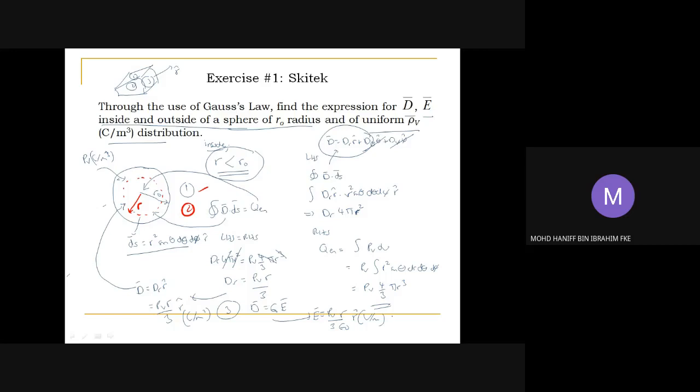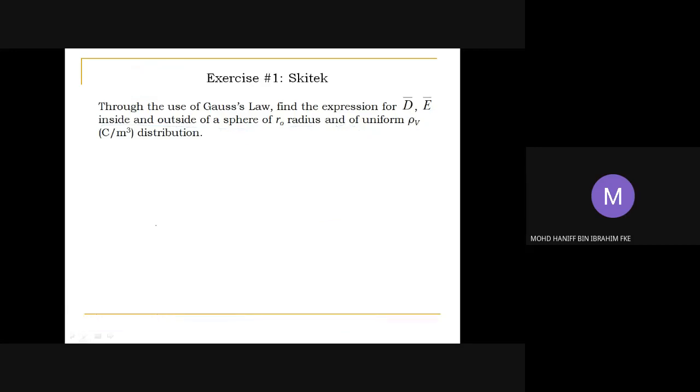If there are no questions, let us proceed with the second part, which is to find the D and E outside the sphere. For the second task, this is your sphere with a radius of R naught. The charge is rho V. Outside the sphere, you're going to use R bigger than R naught. Again, R is a variable, but this time R is any point bigger than R naught.